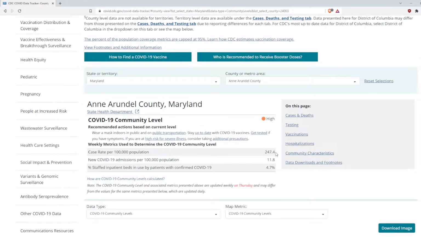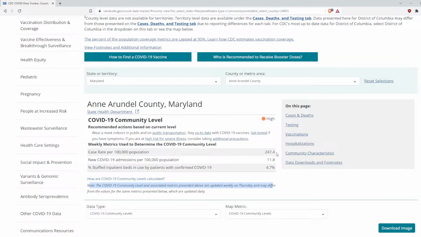The problem I'm seeing is that the numbers here that are being provided for the population are not being updated. And even though there's a note here that says the community levels are being updated on a weekly basis on Thursdays, this isn't actually happening. I don't know if this is like a disclaimer to absolve them of being malicious or something.